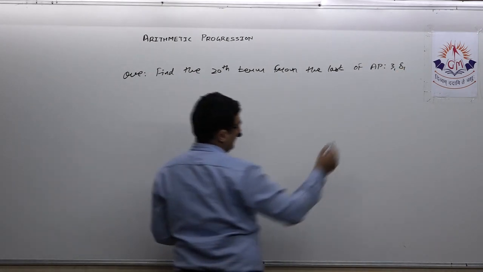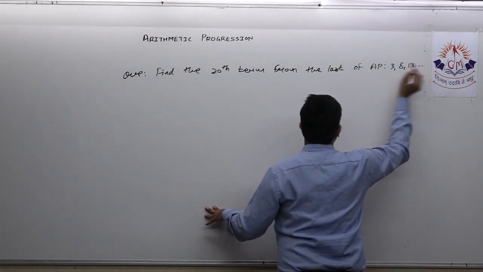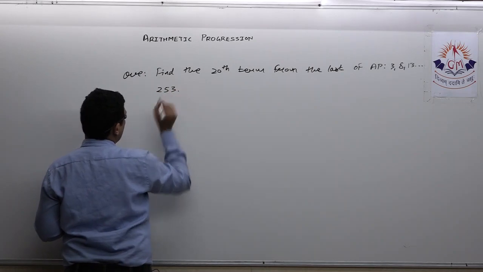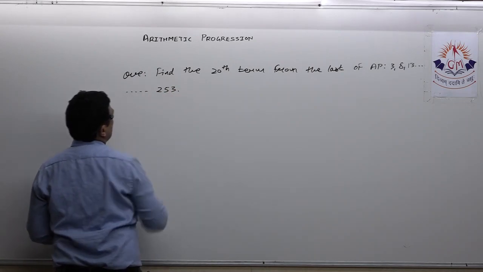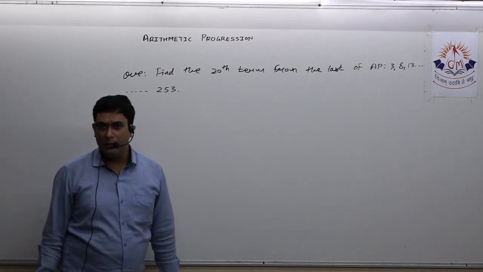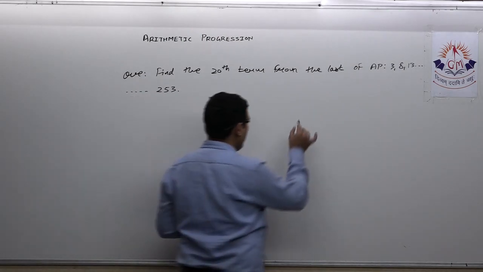Definitely when they are asking from the last, they will give you the last term of the AP. So 3, 8, 13 and the last term is 253. So over there you have to remember this formula.